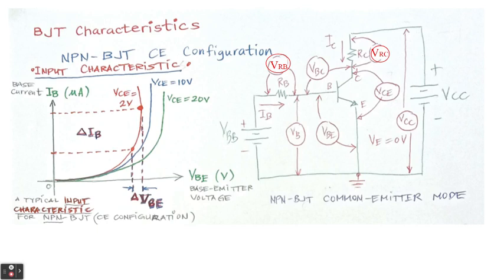The voltage on the RC is VRC. The voltage on the C is VCE. The voltage between B and C is VBC, and the voltage on the resistor RB is called VRB.